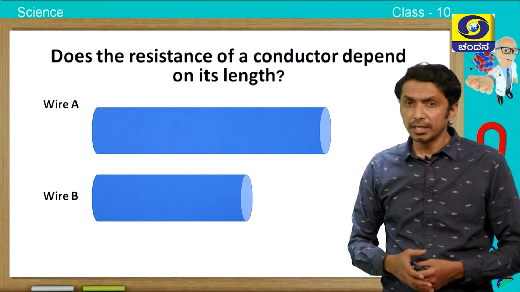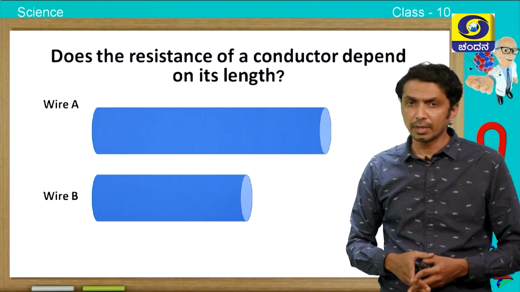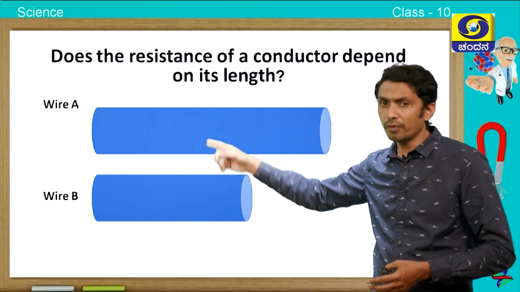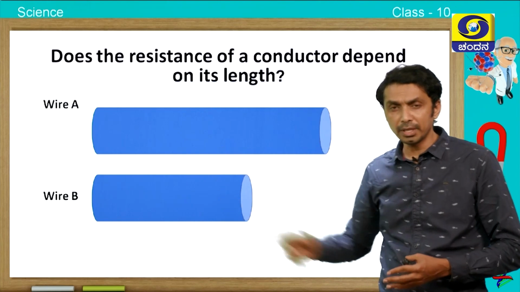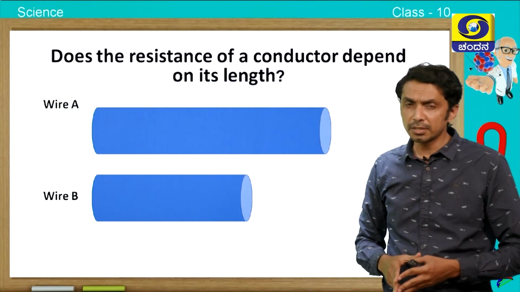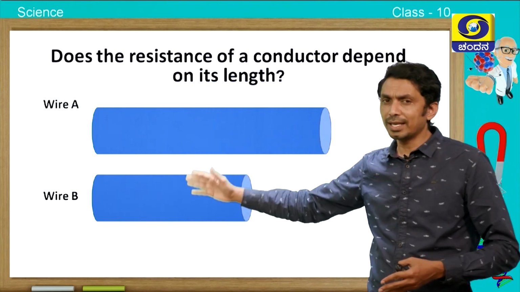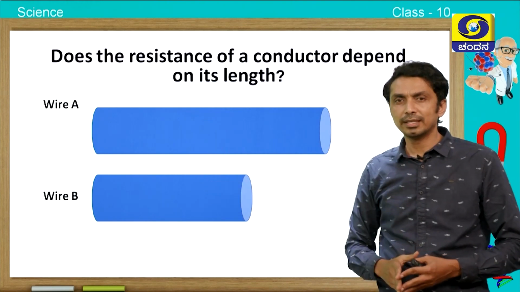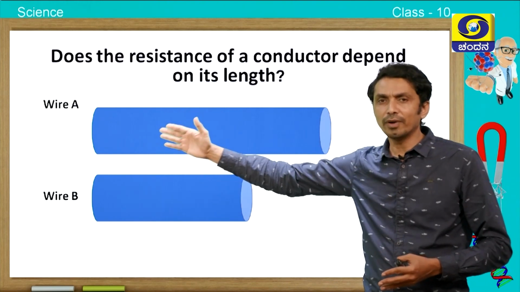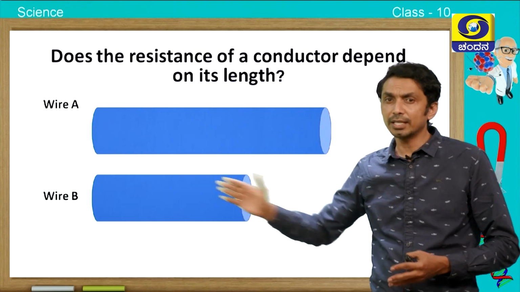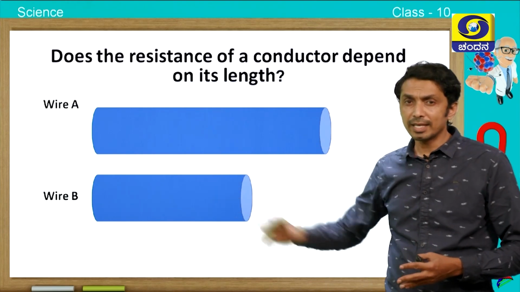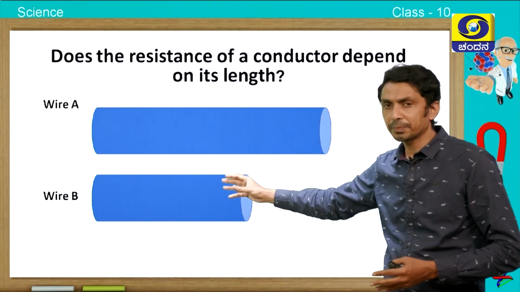Now children, here is a question. As you can see, these two are wires, wire A and wire B. If you look at the length, what do you feel here? Yes, the length of wire A is more than the length of wire B, whereas the thickness is the same.